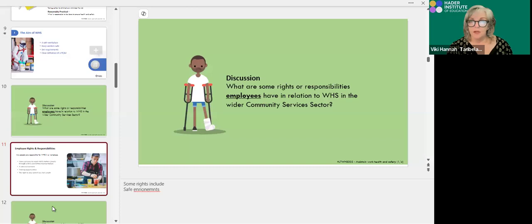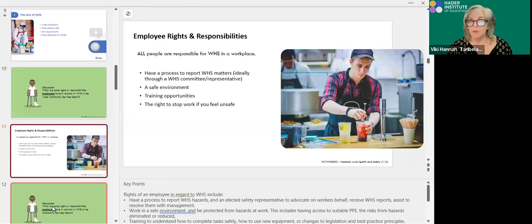Okay. So employee rights, all people are responsible for workplace health and safety in the workplace. So if you've been given an orientation, you've gone through your policies and procedures, you may not have absorbed everything, but you certainly have access to those, and that is your responsibility. Okay, it's your responsibility to make sure that you are fully aware of what the policies and procedures are, and for you to work inside the scope of your position description, your role.